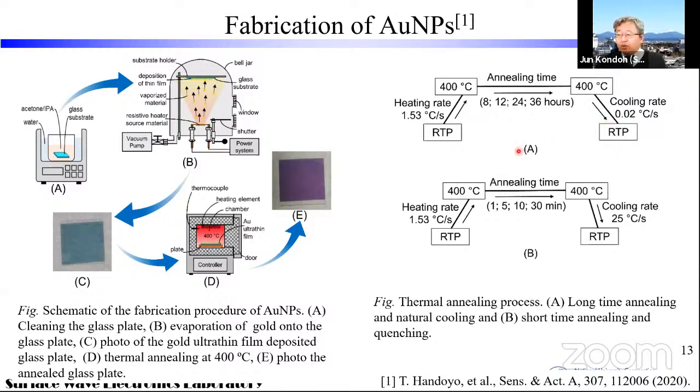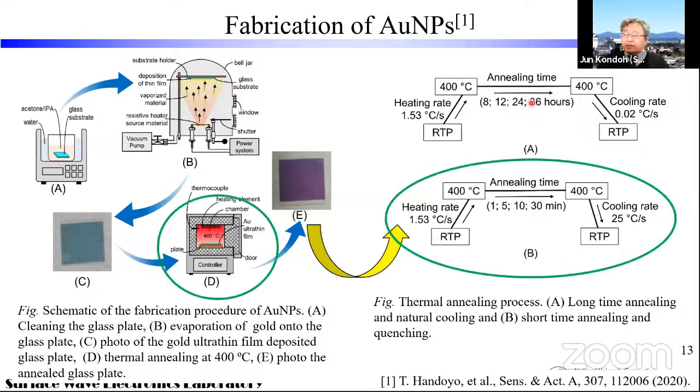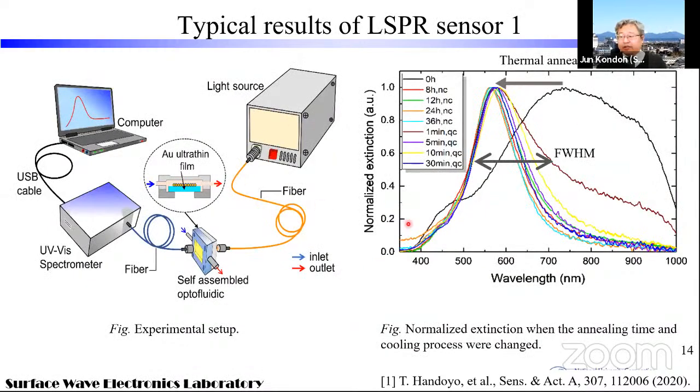However, we found the short annealing and quenching is better than the long-time annealing and cooling. For example, this is a typical comparison result of the long-time annealing and natural cooling. And this is a short-time annealing and quenching. After annealing, the LSPR spectra become very narrow, with a high Q quality factor.